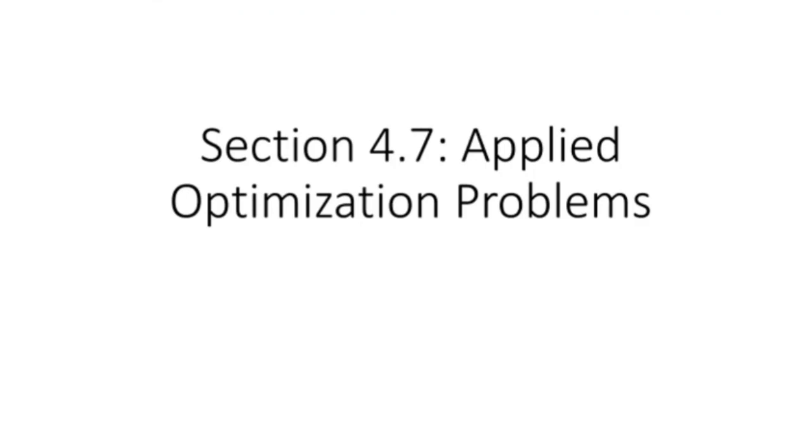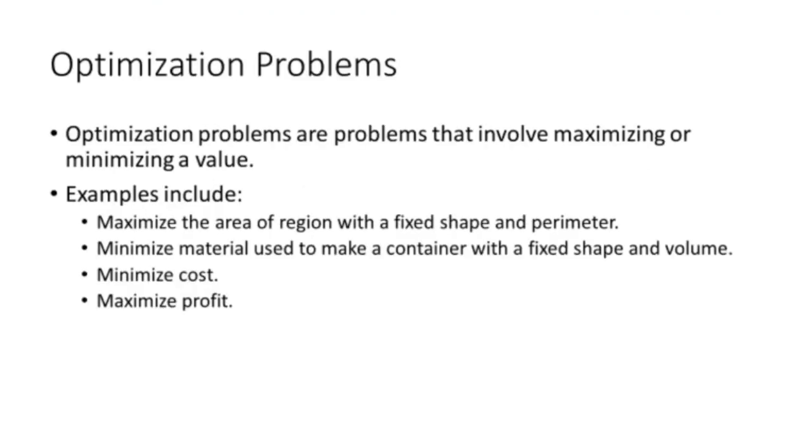Section 4.7, Applied Optimization Problems. In this section, we're going to discuss how calculus can solve optimization problems. Optimization problems are problems that involve maximizing or minimizing a value. Examples of values we would want to maximize would be areas of a region with a fixed shape and perimeter, or profit. Values we would want to minimize would be materials that can be used to make a container with a fixed shape or volume, or cost.